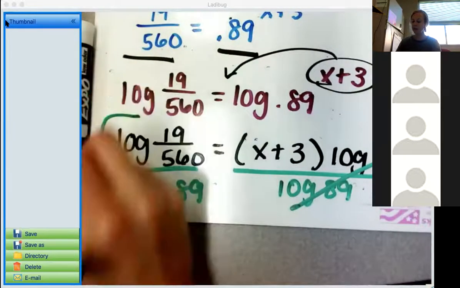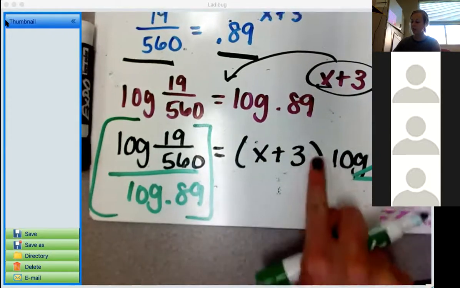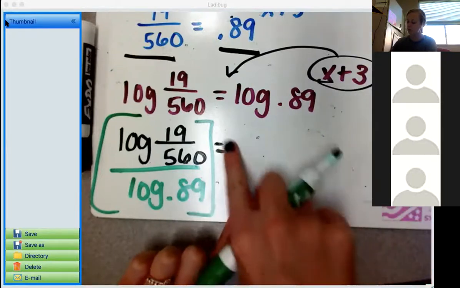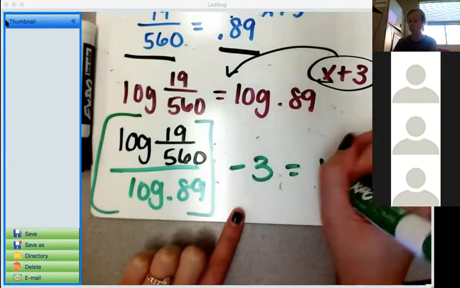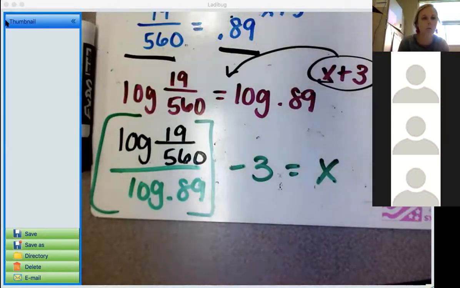And then once you type this in the calculator, what's the only other thing you'll have to do if we're left with x plus 3? Subtract 3. Subtract 3 from this. Very good. Look at y'all. So this minus 3 will equal x. I'm going to double check y'all just to make sure. I did it a longer way. I like their way better though, but let's make sure we get the same thing. Log of 19 over 560 divided by log of 0.89 minus 3. Yep. So it's approximately 26.03 when you type that in a calculator or Desmos.